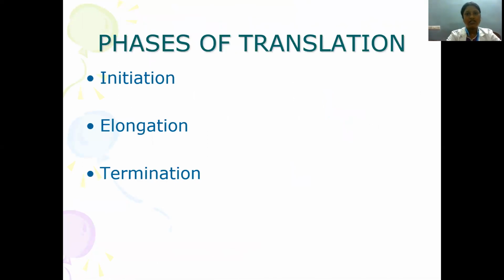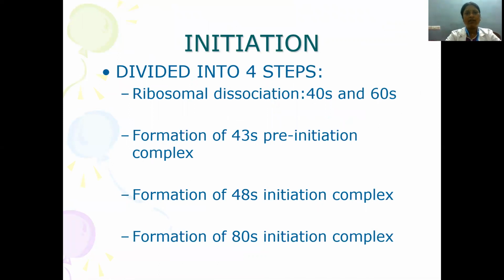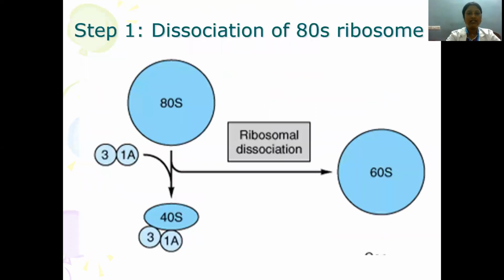The second phase of translation after activation of amino acids includes initiation, elongation, and termination. Initiation can be divided into four steps. First, ribosomal dissociation. Before getting attached to the mRNA, the ribosome has to dissociate itself. In eukaryotes, the 80S ribosome will dissociate into its subunits 60S and 40S. Then happens the formation of the 43S pre-initiation complex. Third is the formation of the 48S initiation complex. And fourth is the formation of the 80S initiation complex.